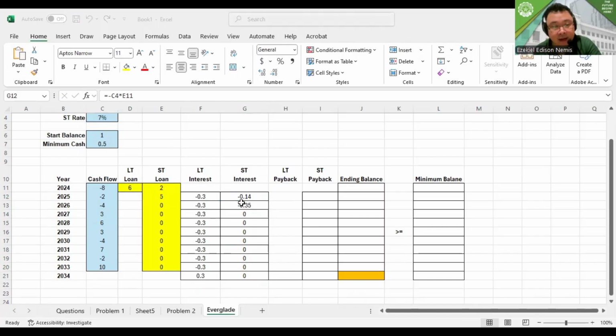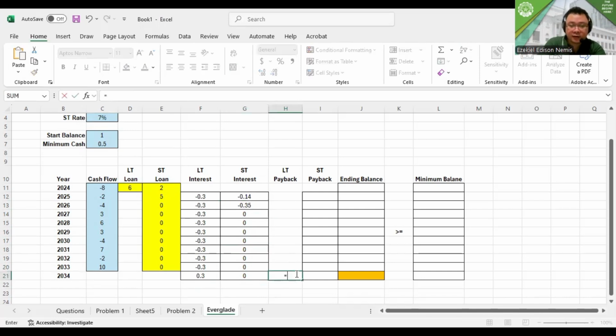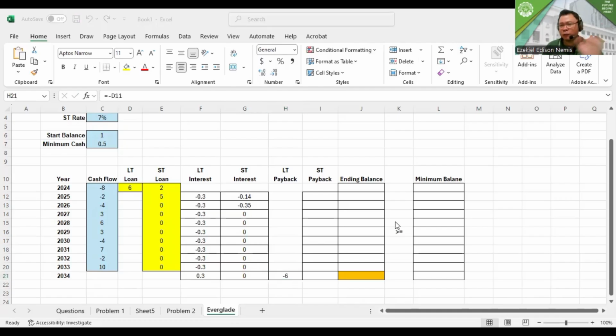Okay, next part. All right, so we have the long-term payback. So to get the long-term payback, all we have to do is to put equals negative, long-term loan. Then press enter. Okay, to get the long-term payback, all we have to do is to click negative equals negative and then click on the long-term loans. Then press enter. So once you have this, you got the long-term payback of negative 6. Okay, guys, do not be confused. We are still using the formula so that we can easily put the solver at the end.